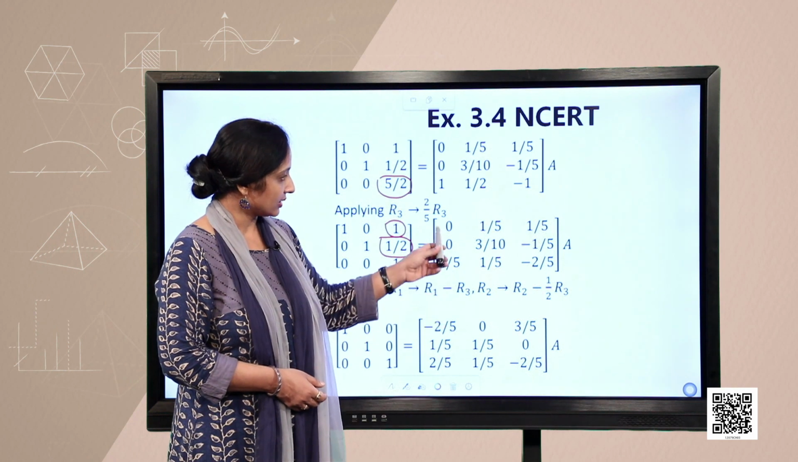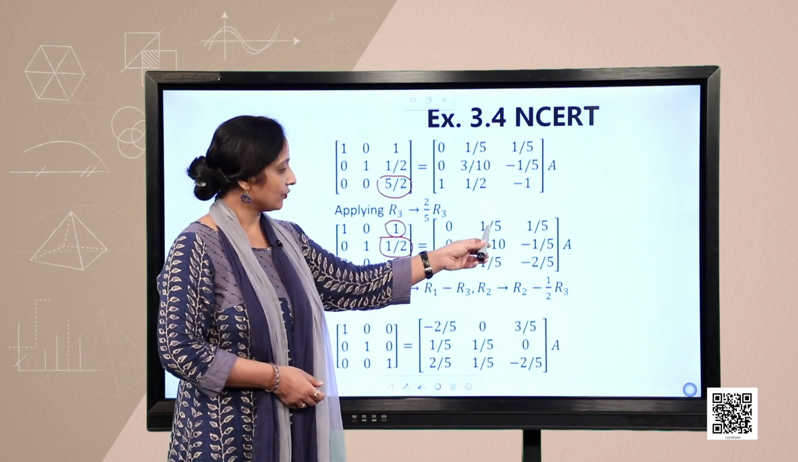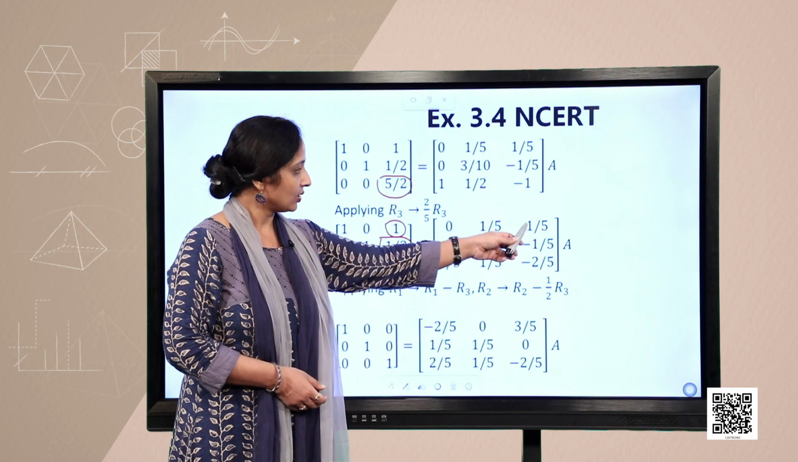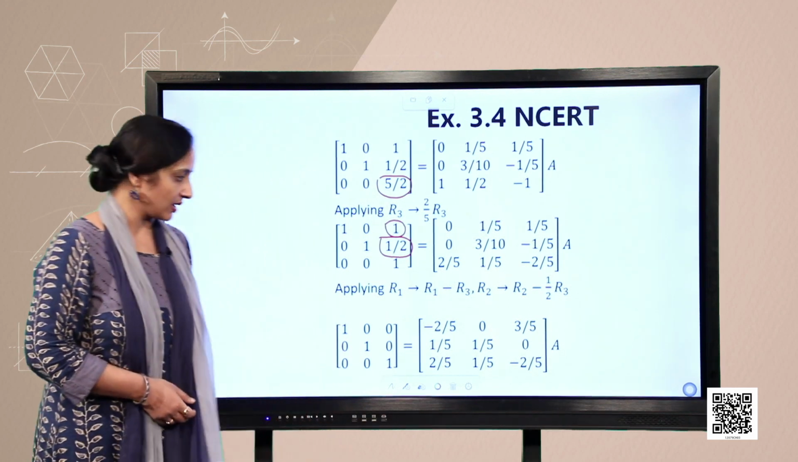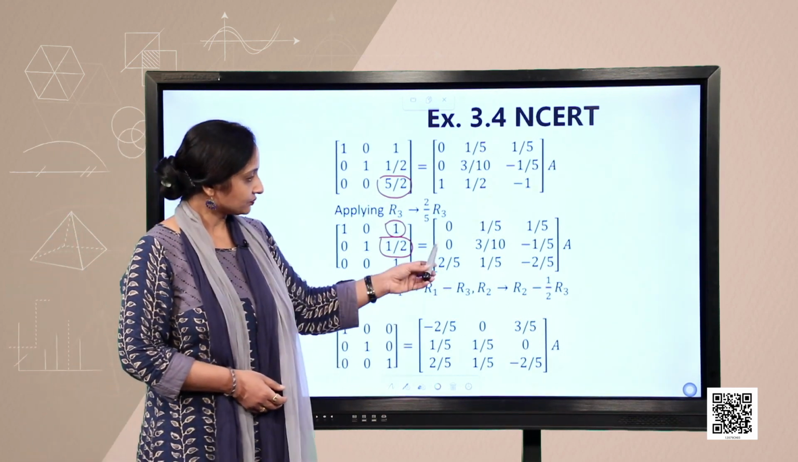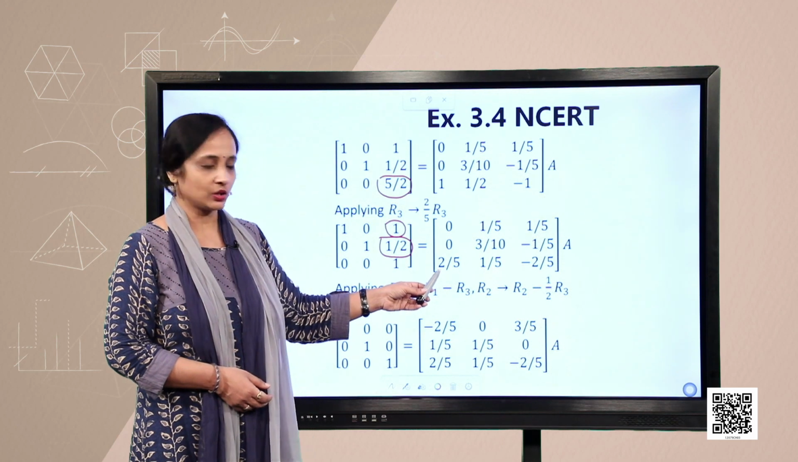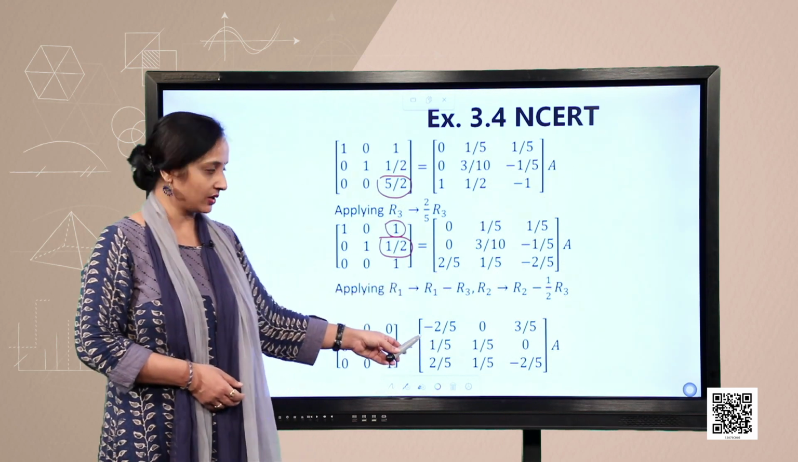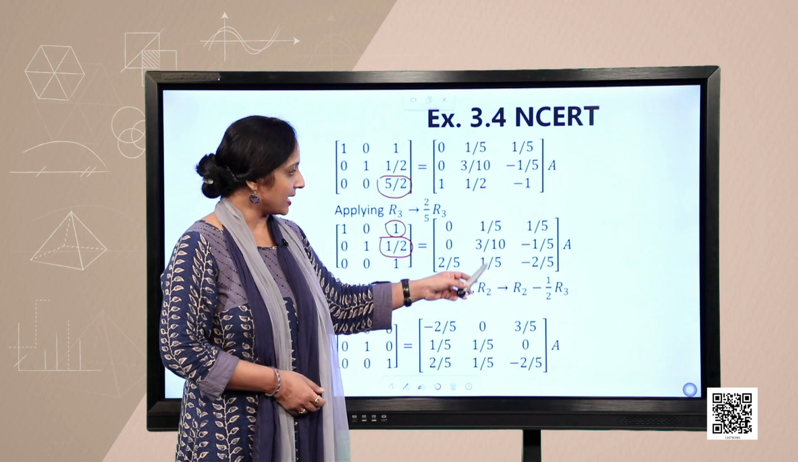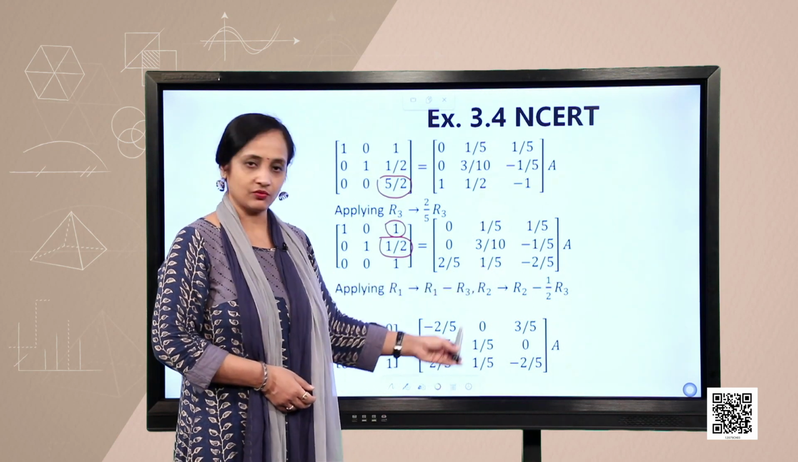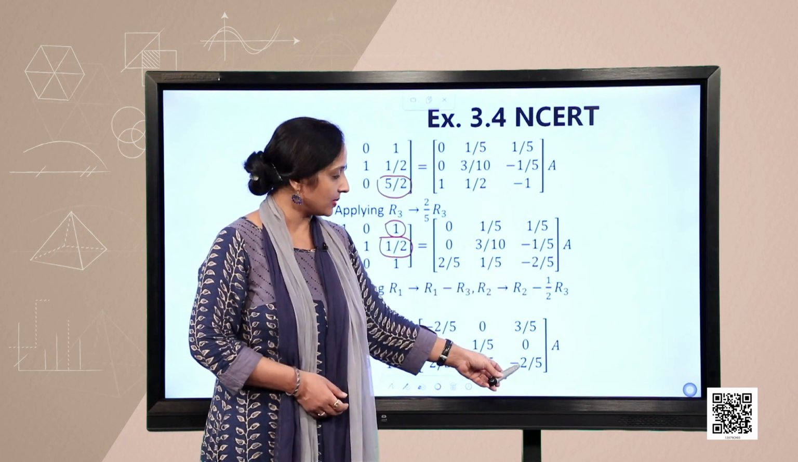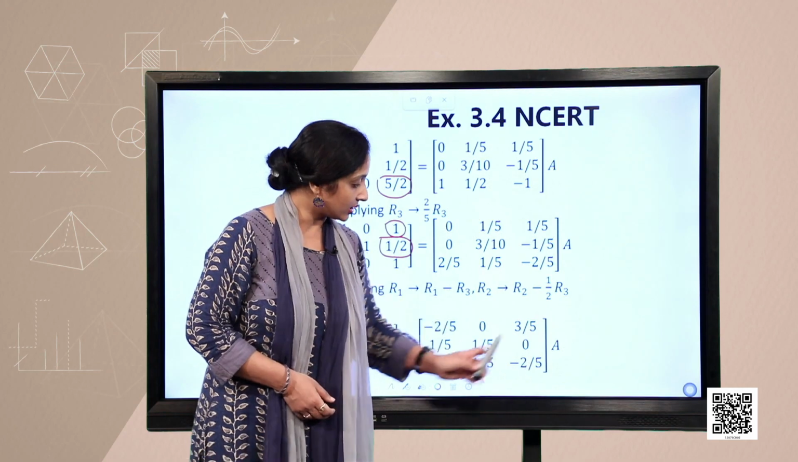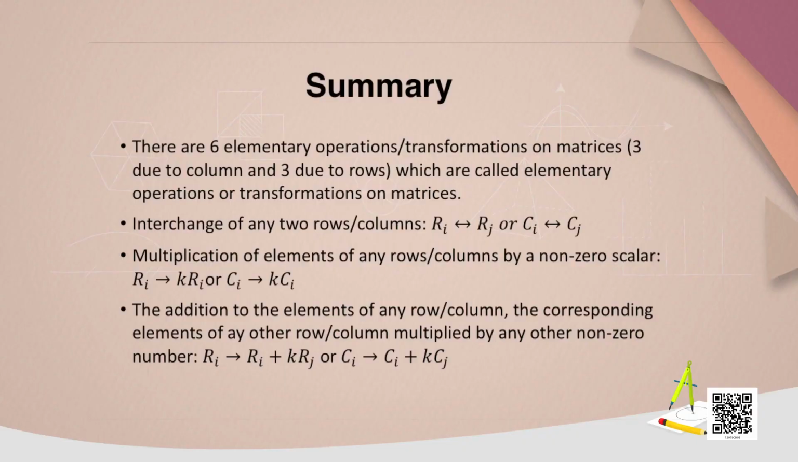R1 minus R3: 0 minus 2 by 5, 1 by 5 minus 1 by 5, 1 by 5 minus of minus 2 by 5 is giving you 3 by 5. Then change R2: 0 minus 1 by 2, 2 by 5 is giving you 1 by 5. 3 by 10 minus half times 1 by 5 is giving you 1 by 5 only. Minus 1 by 5 minus half times minus 2 by 5 will give you minus 2 by 5. So our question is almost done. So we have got the inverse.